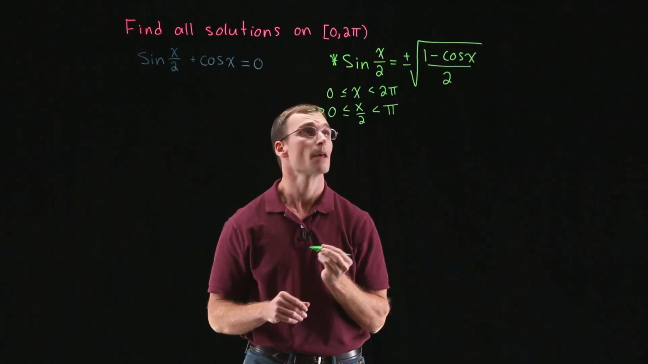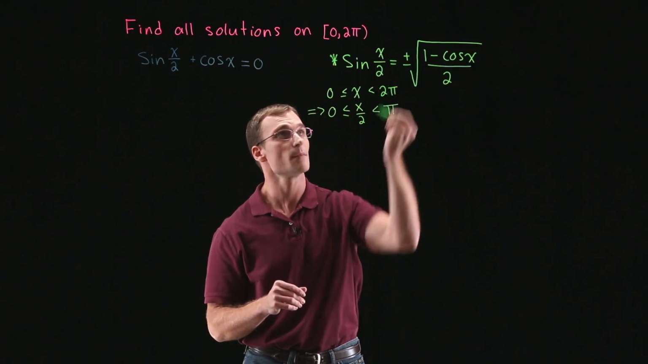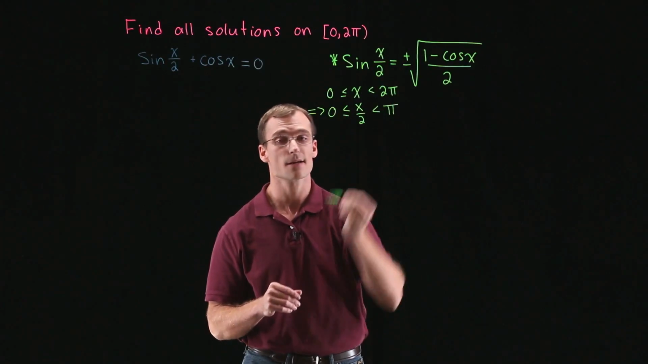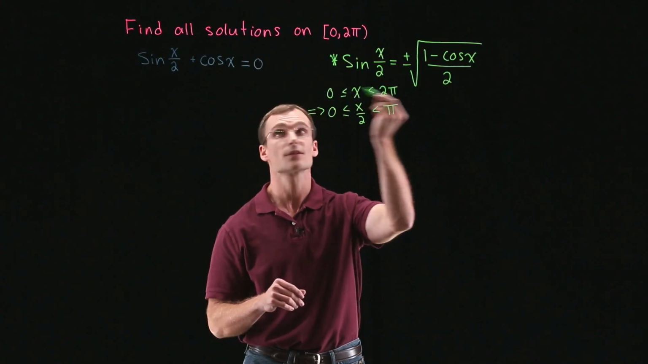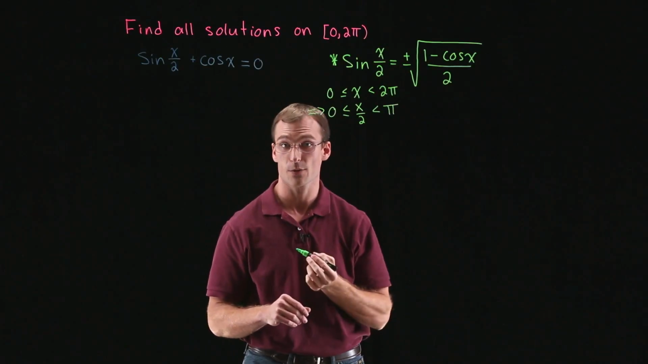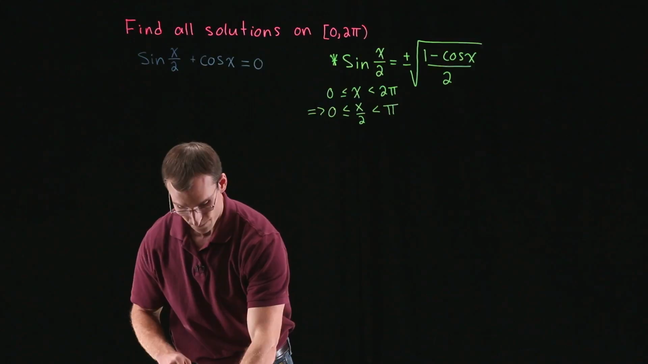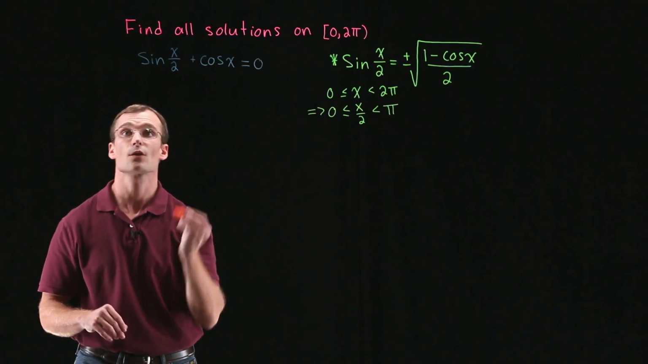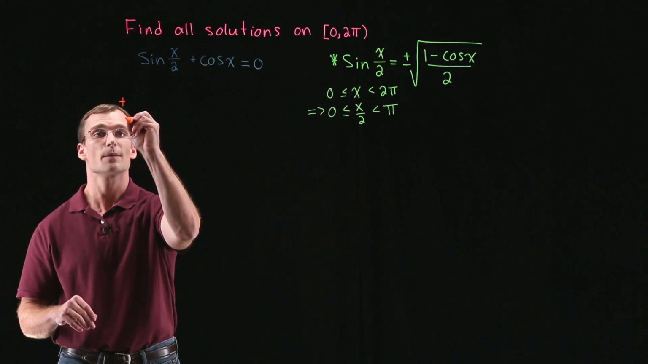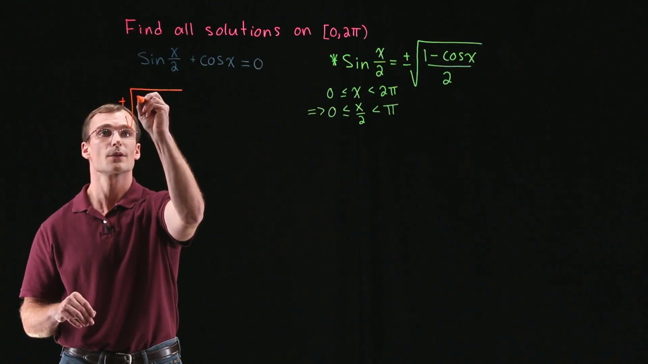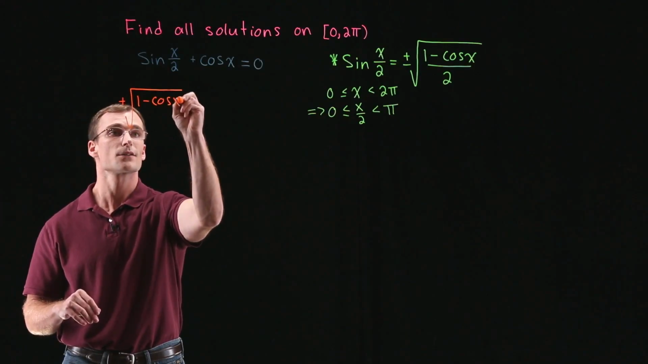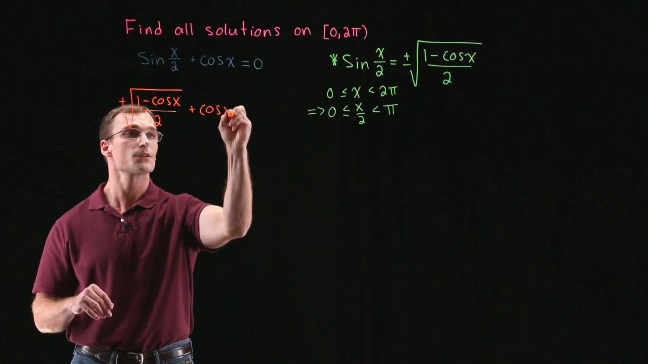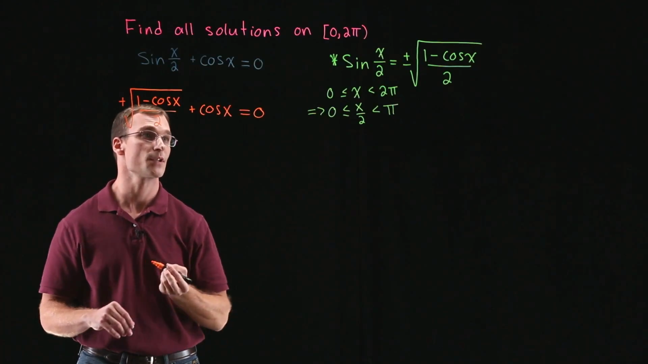And why is that important? Well, when we look at the identity, there's a plus or a minus. But if x over 2, the angle inside of sine, is between 0 and pi, that means sine is positive. So when we make this substitution, we're only going to have plus the square root. And so let's do that. Substituting in for sine of x over 2, we get plus the square root of 1 minus cosine x over 2, plus cosine x, and that is equal to 0.